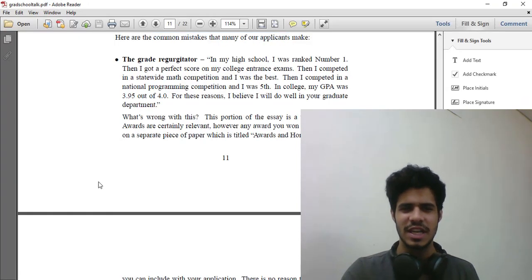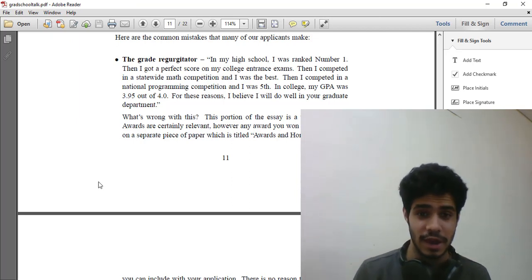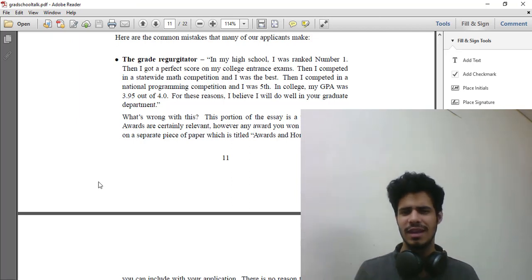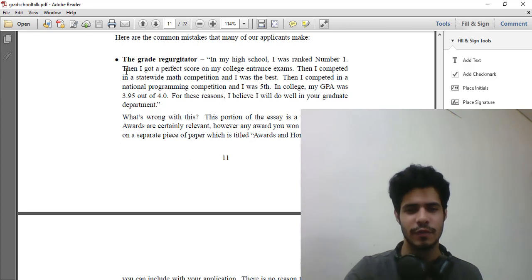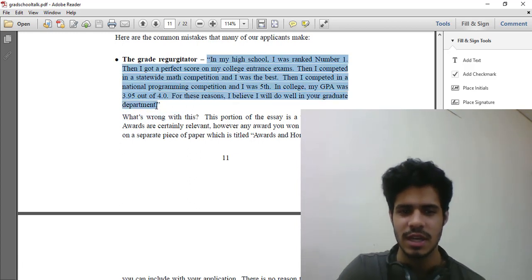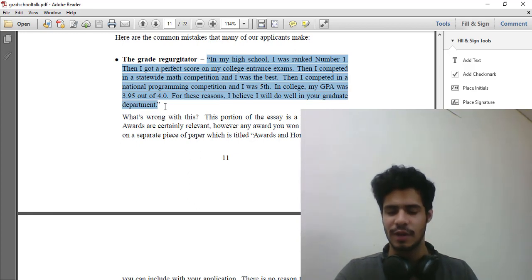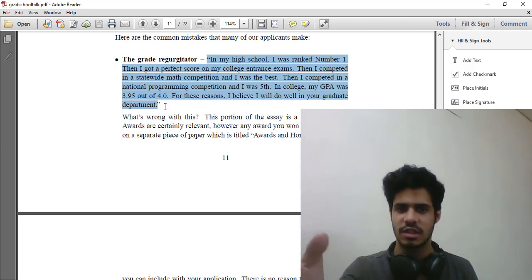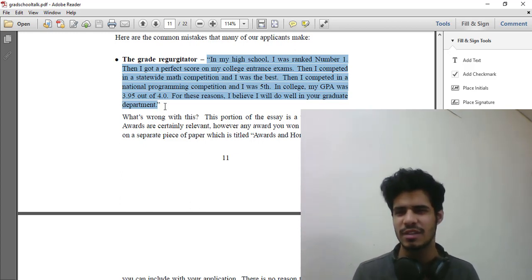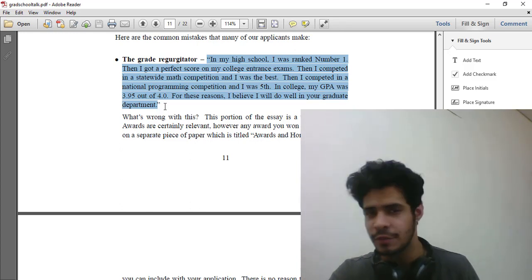The first is the grade regurgitator, whatever that is. Let's first read through this first paragraph. This is the actual first paragraph of someone who's applying and has a statement of purpose. This is how it begins, or this is something that his statement of purpose includes. So I'm going to read it out for you guys.